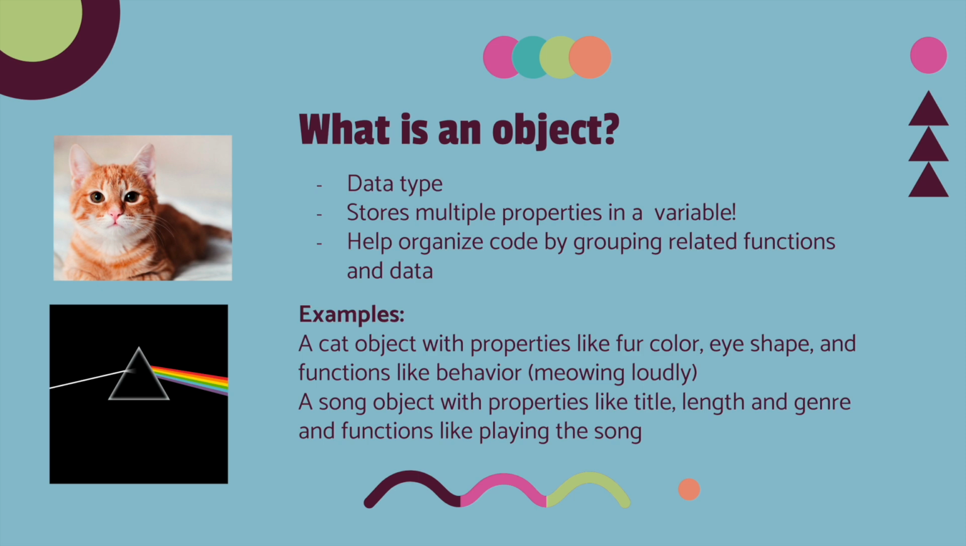For example, if you have a cat object, it can have properties like fur color, eye shape, and functions like behavior, like meowing loudly. And rather than having separate variables for all of these, you can group them in one object since they're all related. Additionally, for example, if you have a song object, you might want to group together properties like title, length, genre, and functions like playing the song.